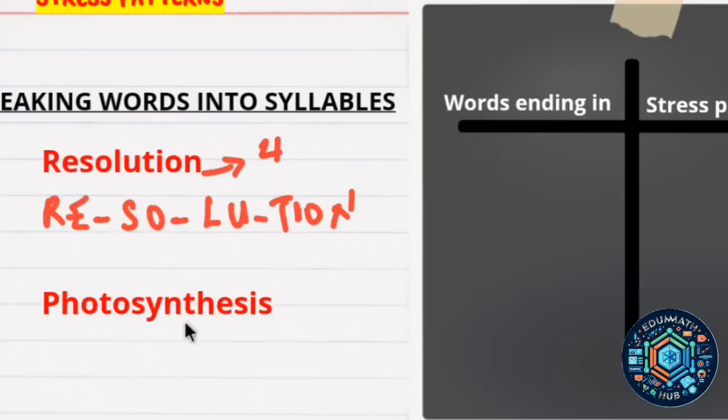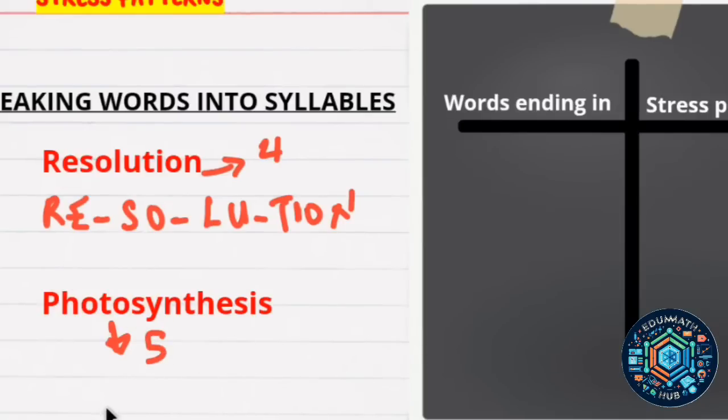Now we'll move to the next one. The next one is photosynthesis. So let's use our heartbeat method and count the number of syllables. So you have fo, your heart beats back. To, your heart beats back. Sin, your heart beats back. Te, your heart beats back. Then sis, your heart beats back. So you have to beat back 5 times. So the number of syllables in photosynthesis is 5.